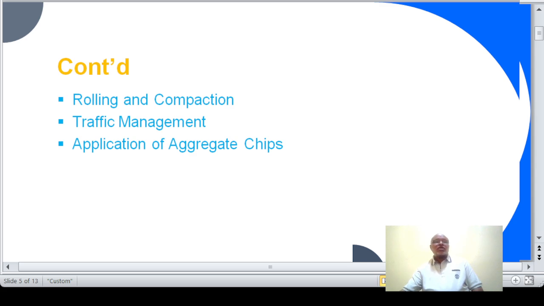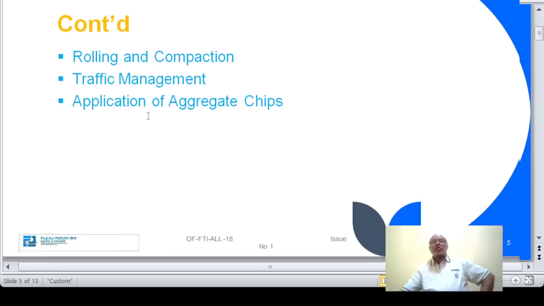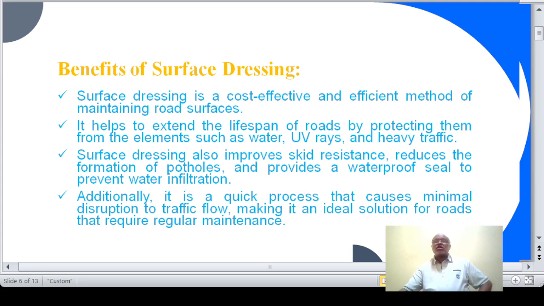And the last one is traffic management. After the surface dressing is applied, traffic may need to be controlled or restricted to allow the material to set and cure properly. It is important to follow proper traffic management procedures to ensure the safety of both workers and road users. Now, let us proceed to the next topic, which will be the benefits of surface dressing.